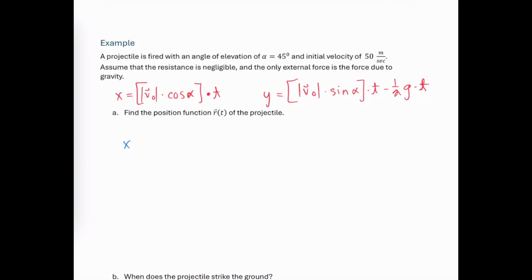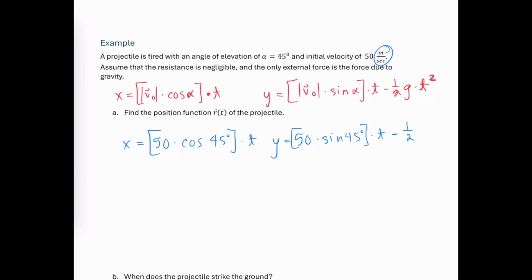We're basically just going to use the formulas for these parametric equations in order to come up with this position vector. So the magnitude of the initial velocity was 50 times the cosine of the angle, and the original angle of elevation was 45 degrees. That is going to be my multiplier on t, and then for my y parametric equation, we're going to have mag v naught, which is 50 again, times the sine of 45 degrees, and that's going to be my multiplier on t. Now, 1/2 times the acceleration due to gravity, oops, this is t squared here.